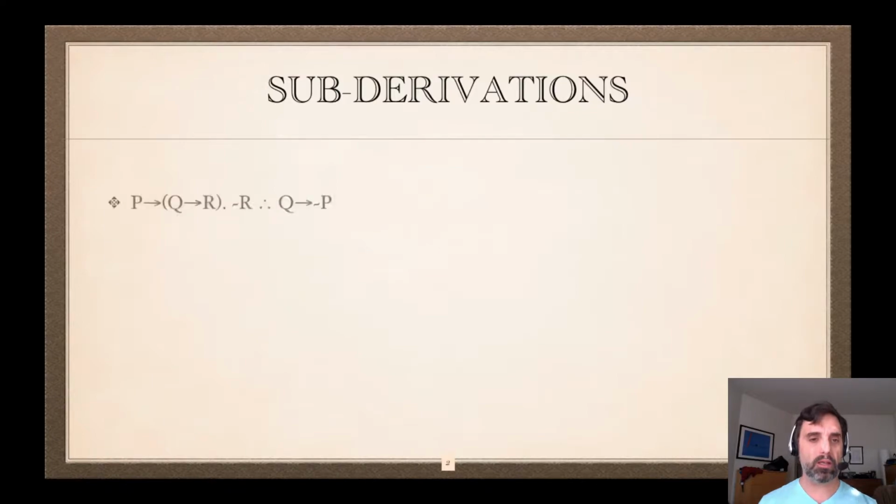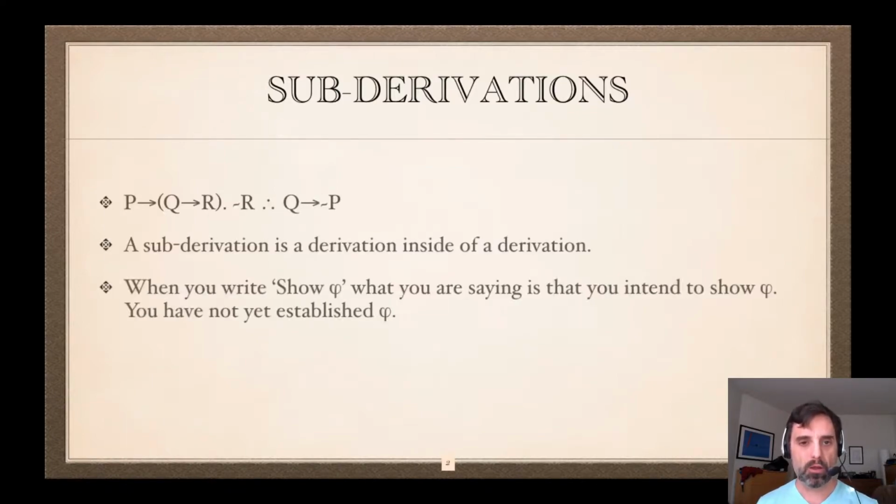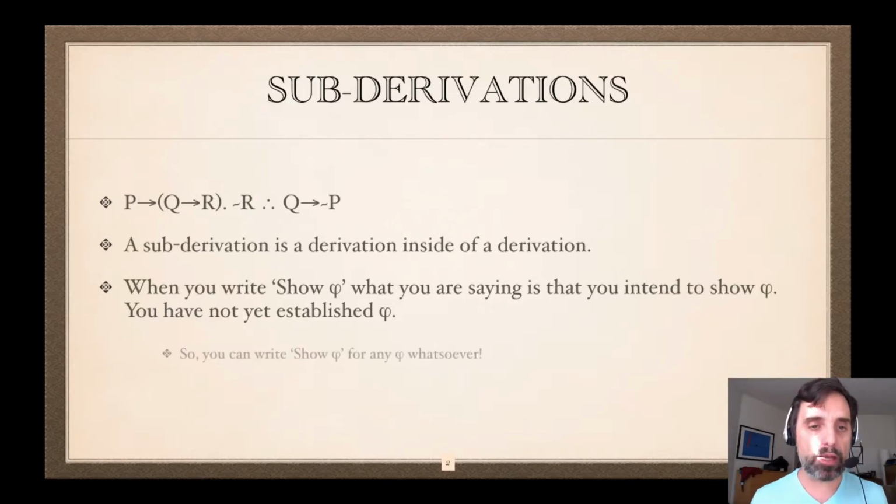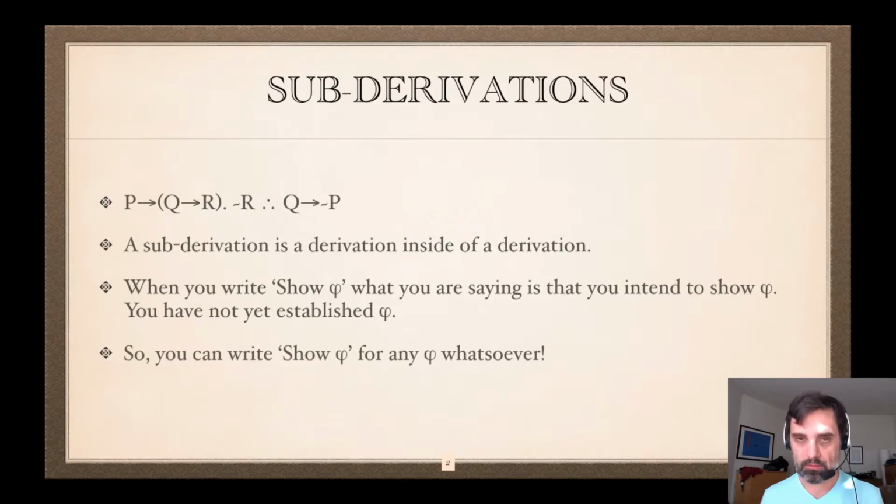The general idea here is you do a subderivation, it's a derivation inside of a derivation. And you can write any show line you want. Show blah for any blah. Why? Because all that means is that you're trying to show it. Now, if you don't make a good choice, then you won't be able to show the thing you're trying to show, and you'll have to delete it. But there's no justification needed.